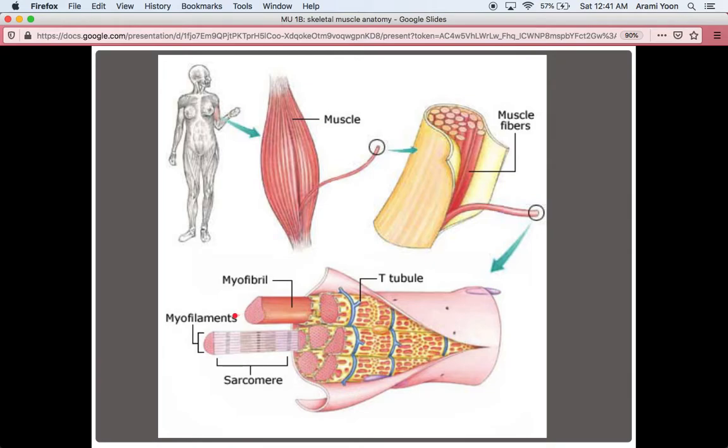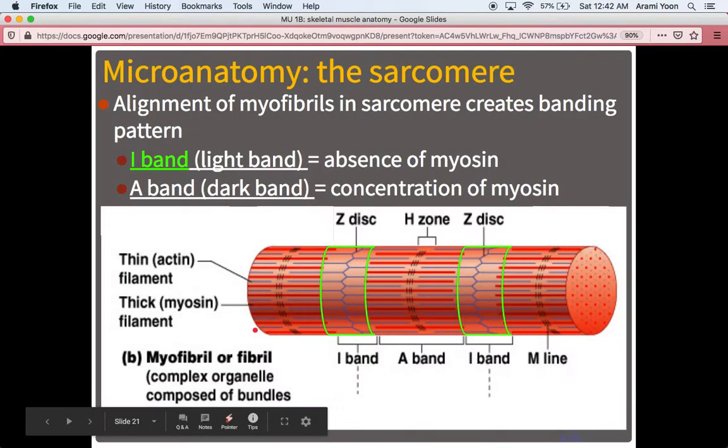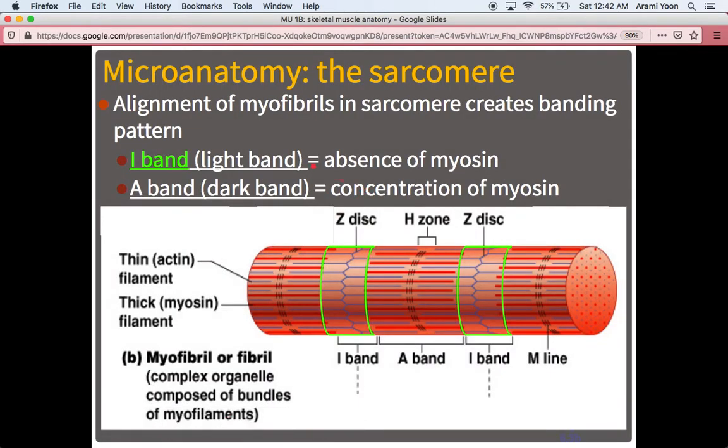contract. The muscle fiber is made of these myofibrils, and if you cut away part of the myofibril, you'll see that it's got these lines on the inside, these myofilaments, actin and myosin, organized into block units called sarcomeres. Okay, so let's get into how a sarcomere is organized.